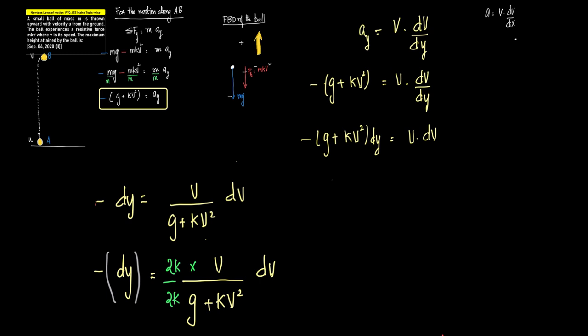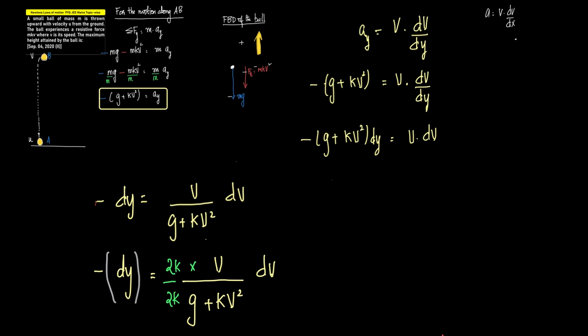Now a little bit of algebraic manipulation. We'll focus on the denominator. Why? The variable here is v. So what is the coefficient of v square? It is k. So what I'll do is multiply 2k on the numerator and 2k on the denominator.